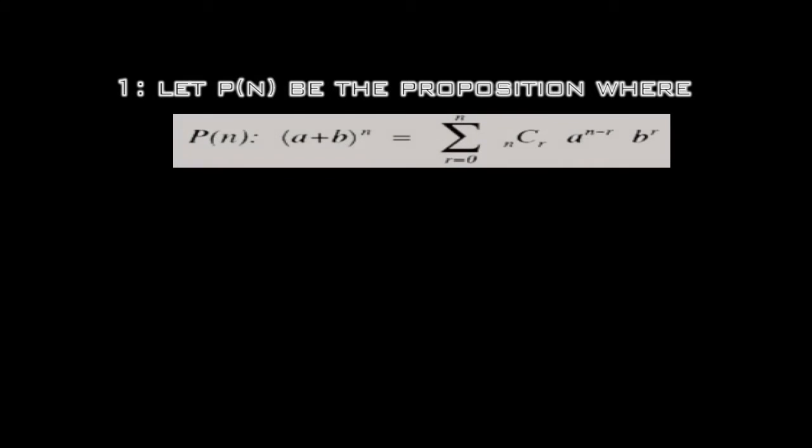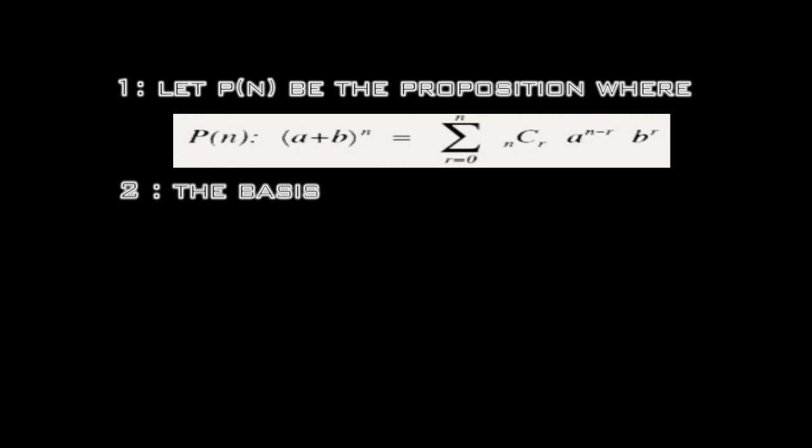First, let P(n) be the proposition where P(n) is equal to (a plus b) raised to n, is equal to the summation of r equal to 0 to n, n taken r times a raised to n minus r times b raised to r.